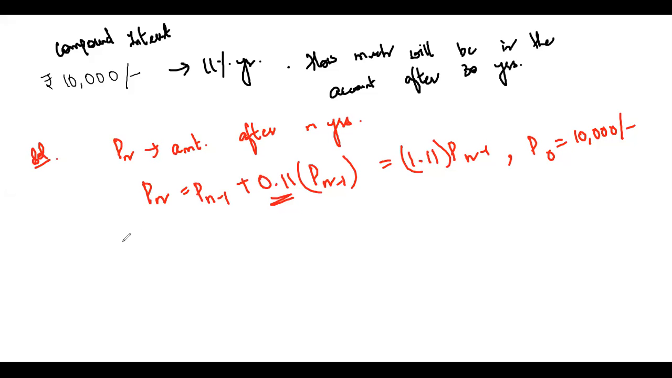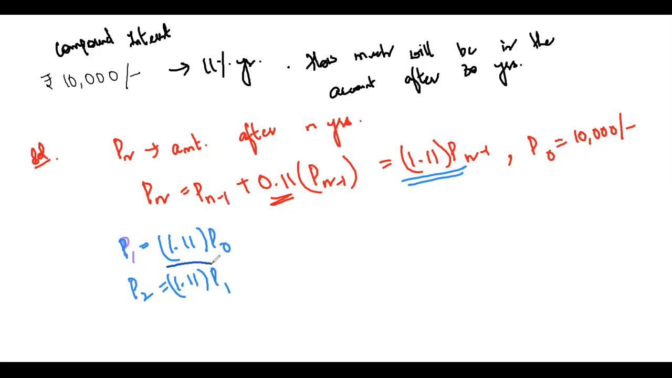In this case, P1 will be 1.11 into P naught. Why? The entire amount 10,000 plus the 11% interest on 10,000. What about P2? P2 will be 1.11 into P1. Every time I am using this equation.